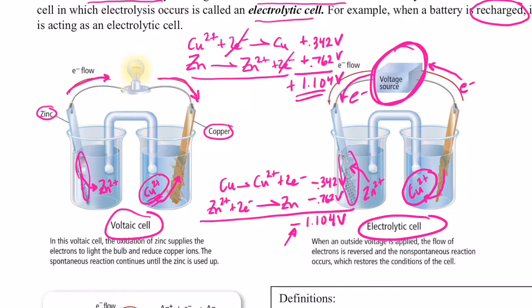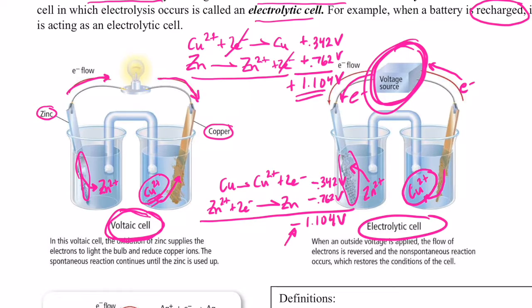Think about recharging your cell phone battery. You have to plug it in, don't you? You have to have a voltage source to push the electrons back in a direction that they don't spontaneously want to go. Of course, when you unplug it, then you have the spontaneous reaction of your voltaic cell, of your battery, and that can operate your phone spontaneously until you're running out of reactants. And then at the end of the day, you plug it back in and you repeat the process over and over again. You are recharging your battery.